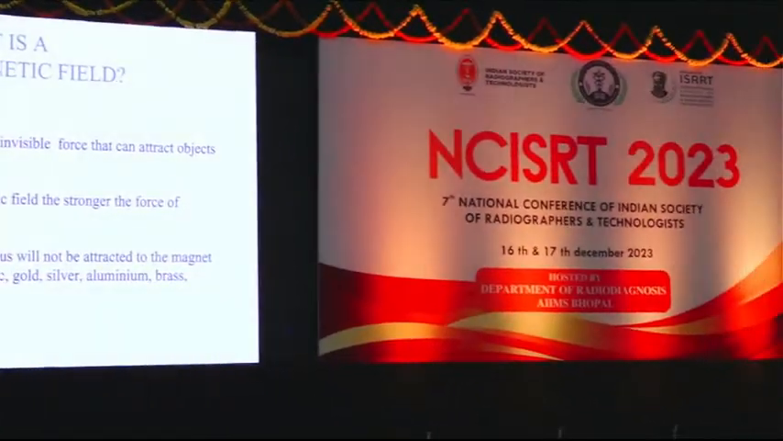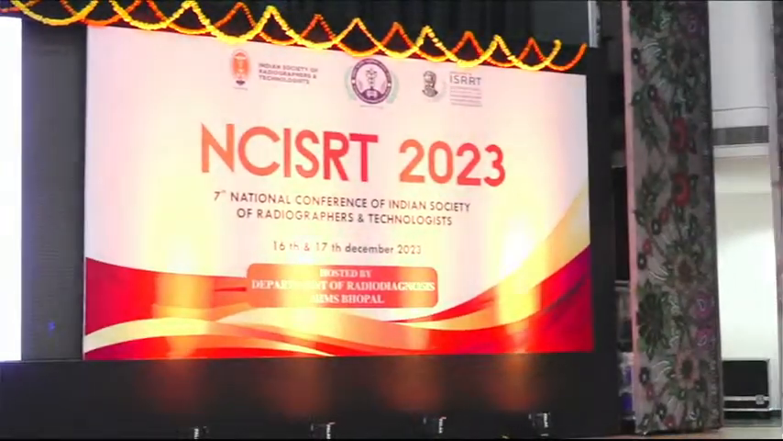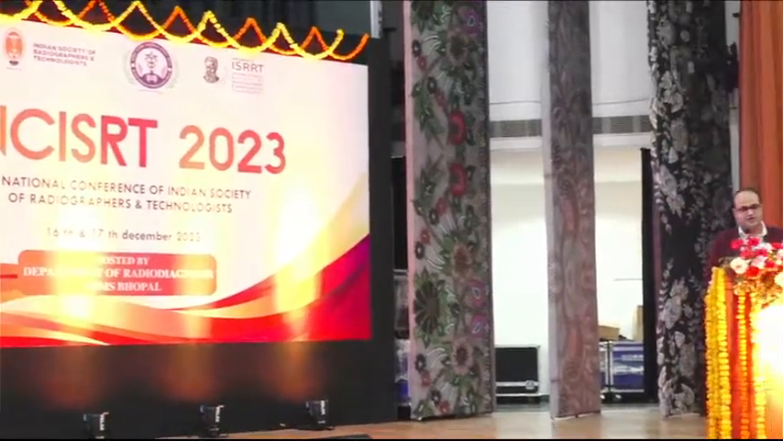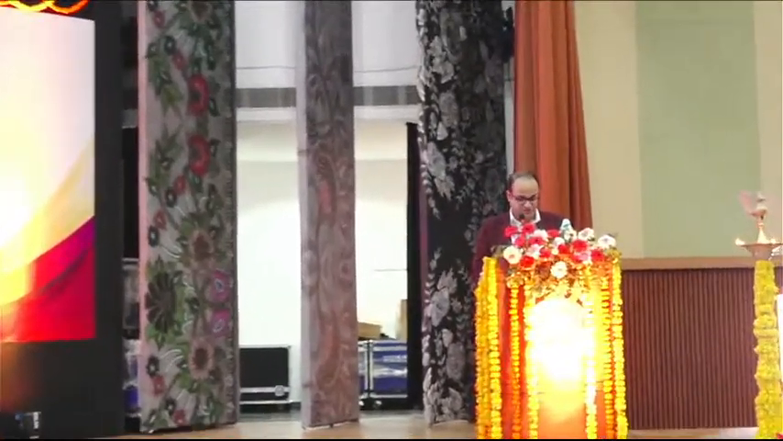What is a magnetic field? The magnetic field is an invisible force that can attract objects that have iron content. The stronger the magnetic field, the stronger will be the force of attraction. Objects that are not ferrous will not be attracted to the magnet, for example, wood, plastic, gold, silver, aluminium, brass, and copper. The magnetic field can be measured in terms of Tesla.